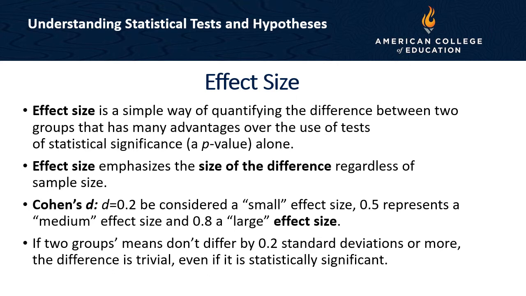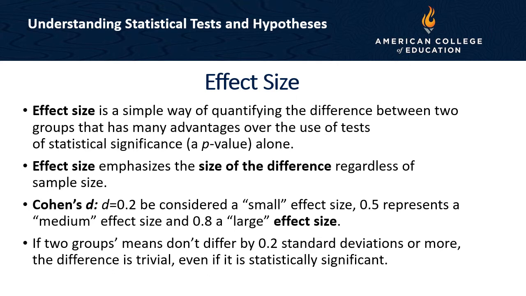In social science research, it's tempting to rely on p-values alone, especially because the statistical software will compute p-values so easily. But p-values do not tell the whole story. We also have to consider effect size. Effect size is a simple way of quantifying the difference between two groups that has many advantages over the use of tests of statistical significance, that is, p-values alone. Effect size emphasizes the size of the difference, regardless of the sample size.